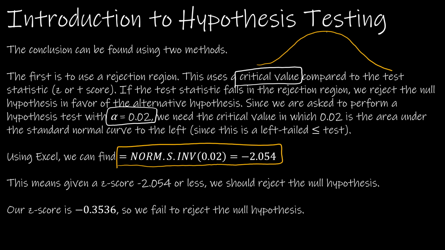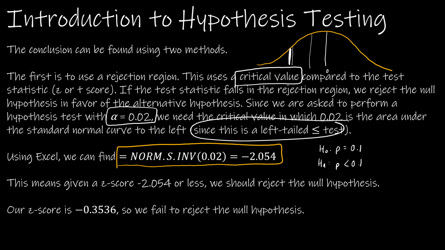Now here's what that means. This is good because it's a good visual. So obviously 0 is here. So negative 2.054 is pretty much right here. Now this is a left-tailed test. Left-tailed because remember the null hypothesis is that p was equal to 0.1 and the alternative hypothesis is that p was less than 0.1. So less than, left-tailed, going to the left. So what that means is this is the rejection region. From the value that I found, going to the left is the rejection region.